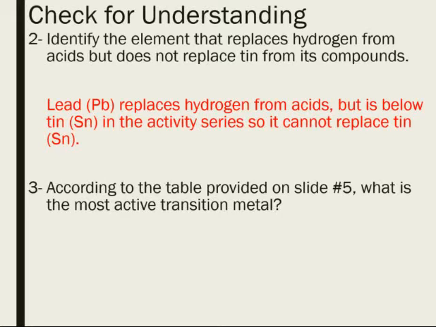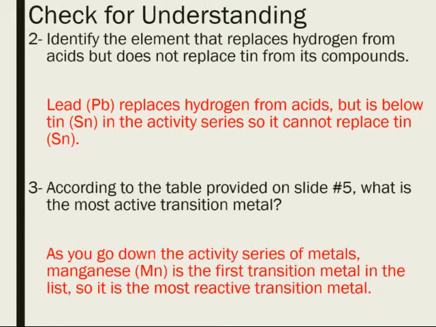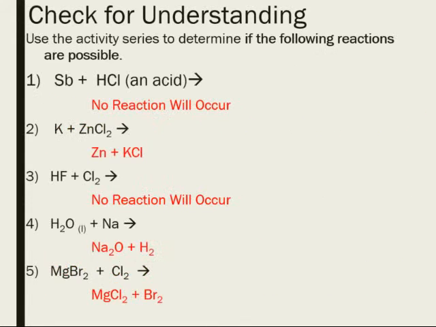You should have flipped back to slide 5, looked at that activity series, and seen that as you go down the activity series of metals, manganese is the first transition metal in the list. So because it's the first transition metal that you come to, that means it's the most reactive transition metal. Now, one more set of problems here. These are for your benefit to check your work. Use the activity series to determine if the following reactions will occur.